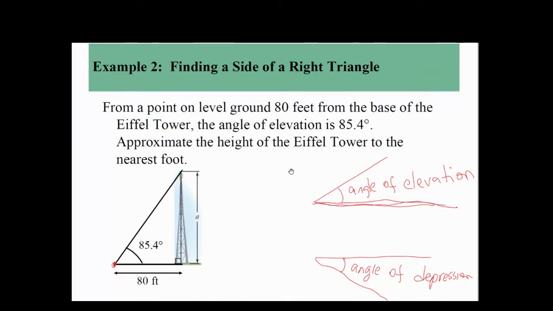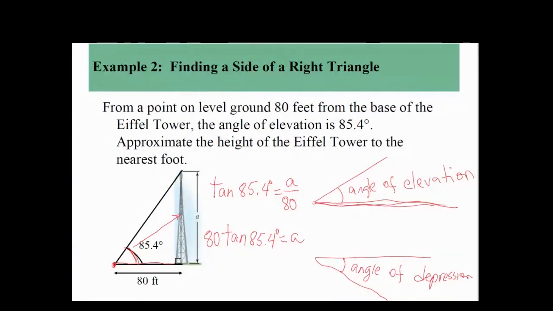We can use tangent because let's say this is the angle and then we have opposite side and adjacent side. So the tangent of 85.4 degrees is equal to the opposite side A divided by the adjacent side 80. And then how do we find A? You can multiply by 80 both sides, and then use your calculator. So 80 times the tangent of 85.4.